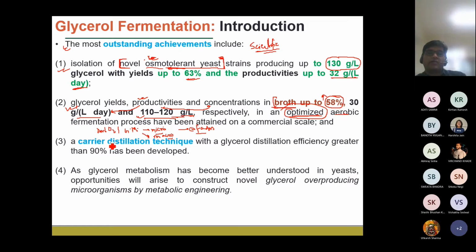Okay. Now after you have produced the glycerol, and it's present up to, suppose, 58% in the broth, we now have to separate it. That is also a challenging task, and a particular technique called carrier distillation has been developed, which can distill out the glycerol with an efficiency as high as 90%.